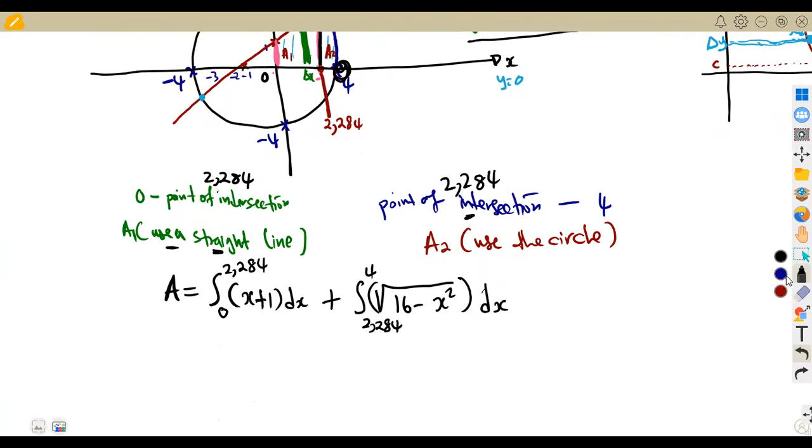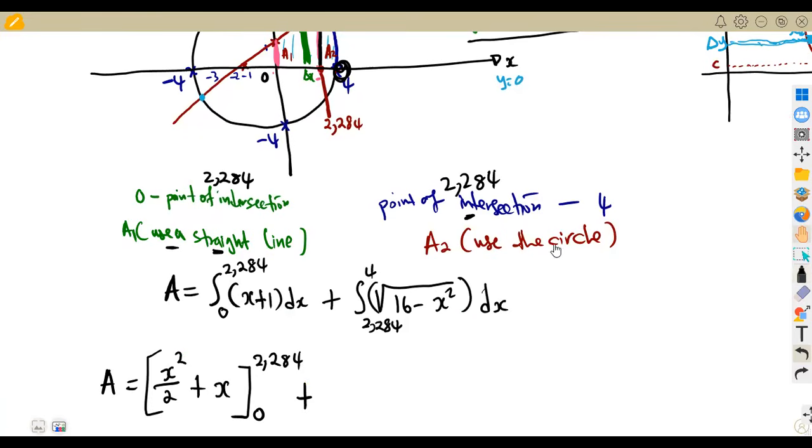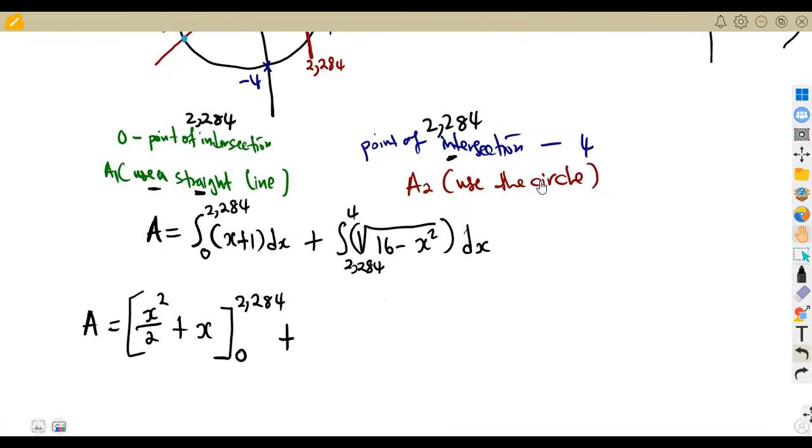All right, so let us simplify, starting from the first part here. We are going to have the total area from this part and the second part combined together. So the total area is going to be given as the integral of x plus 1, which is x squared over 2 plus x, with respect to x, with the upper limit at 2.284 and the lower limit at 0, plus we move on to the integral of the square root of 16 minus x squared with respect to x.